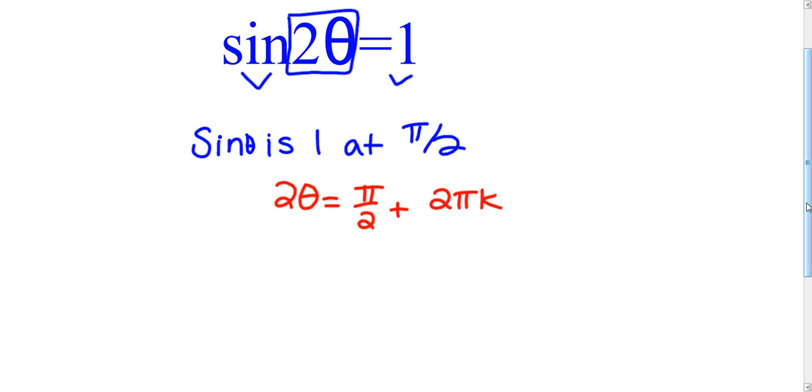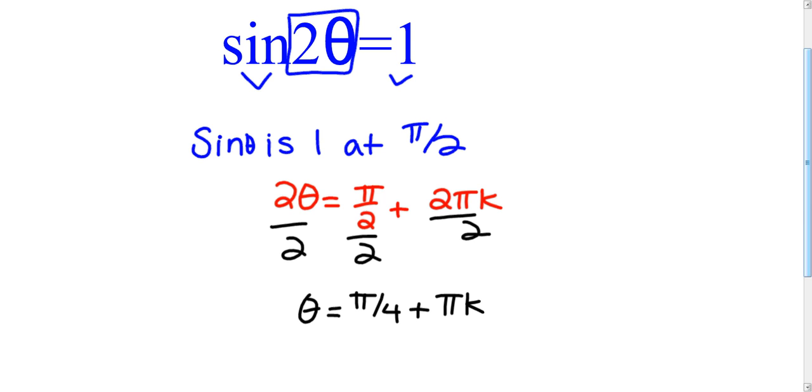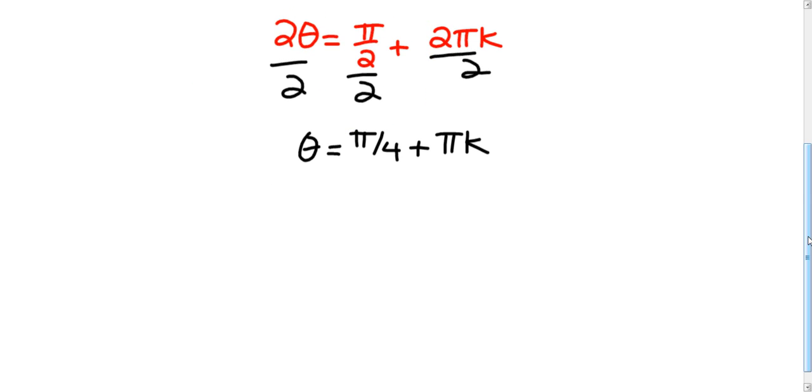So what you need to do now is solve for theta. So I will divide by 2, okay? And then I get theta equals pi over 2 cut in half, which is pi over 4, and then 2 pi over 2 is pi, okay? What that means is that now, since I'm making twice as many periods in the same amount of space, my answer is going to repeat every pi instead of every 2 pi, okay?